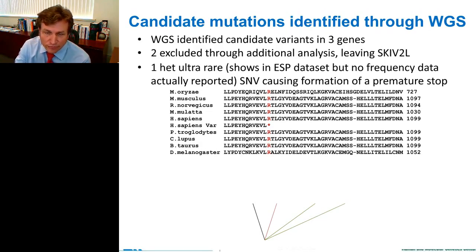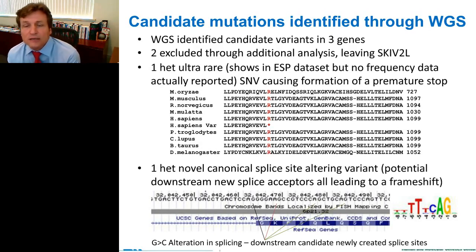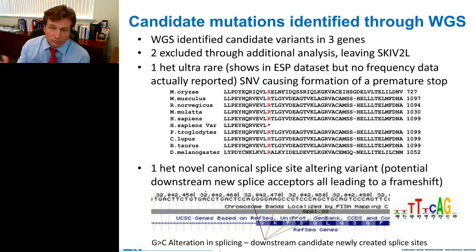It was, as before, highly conserved, so it seemed logical. And then the other was a canonical novel splice variant that looked like it caused a frameshift downstream. So it looked like we had basically found this. Now the challenge is, is this the gene or isn't it the gene? So how would you take a look at that?